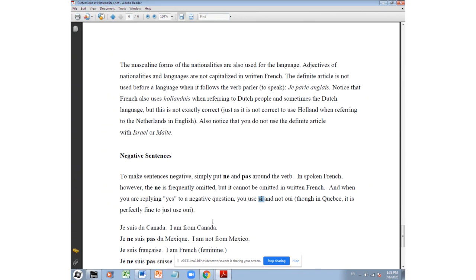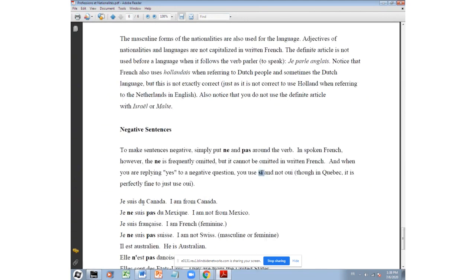So like here, je suis du Canada, I am from Canada. Je ne suis pas du Mexique, I am not from Mexico. Je suis français, so you simply say, je ne suis pas français. If you are to negate the feminine, say, je ne suis pas française. In this case, je ne suis pas Suisse. I am not Swiss. Masculine and feminine.